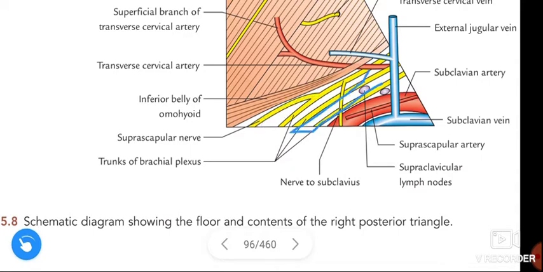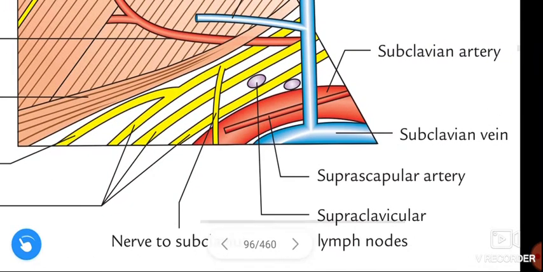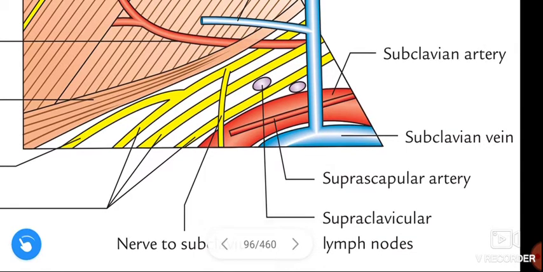and these are the brachial plexus. This is the nerve to subclavius, and these are the supraclavicular lymph nodes. And the main content in the subclavian triangle is the subclavian artery. This is the subclavian artery. You must write this, okay? Subclavian artery.